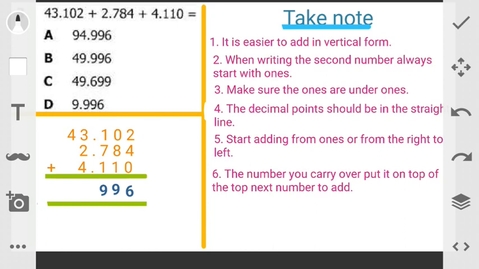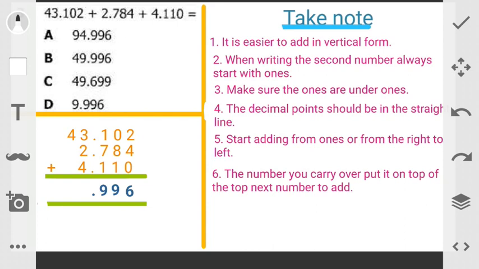Then the next thing we have to do is put the decimal point now. This is so because it may confuse us if we just add and then put the point at the end, some people can get confused. Now, since we have reached the point, let's just put the decimal point. So we have put the decimal point there.